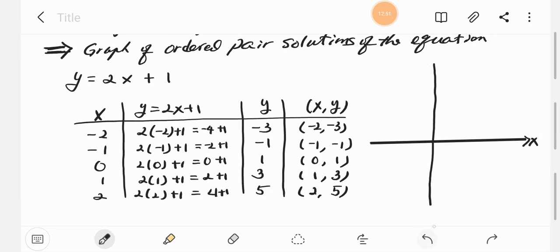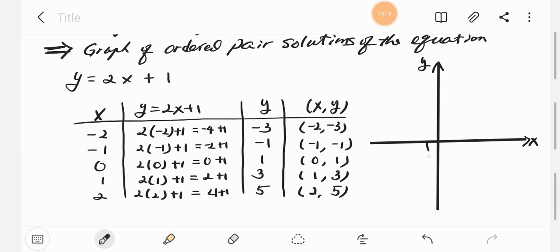So from here, once you plot these points and connect all these points, then it will form a straight line. Then that straight line is the graph of the equation. Okay, -2 and 3. So here it is -2.